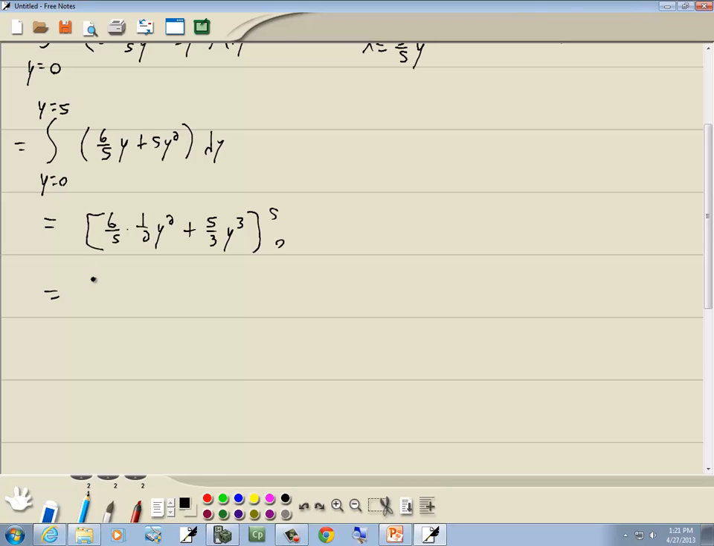So that reduces a little bit, that gives us 3/5 y squared plus 5/3 y to the third from 0 to 5. We don't have to plug the 0 in, because 0 to the third is 0, drops away, 0 squared is 0, that drops away, so we just plug the 5 in. So we got 3/5 times 5 squared plus 5/3 times 5 to the third.